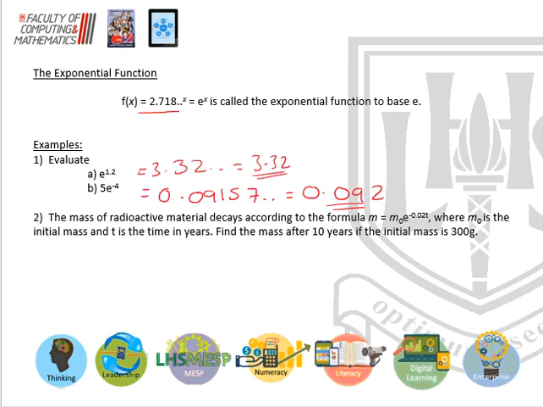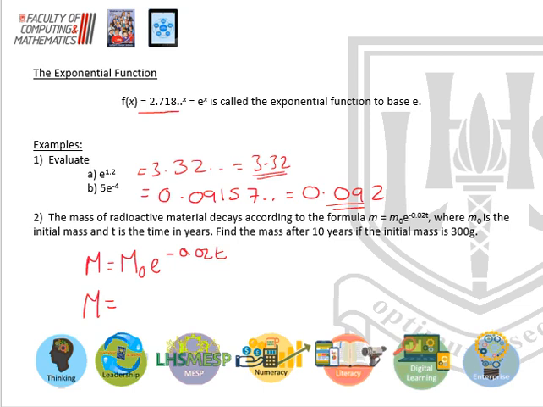And then secondly, I've picked this example because it looks a lot like the ones that come up in past papers, a little bit easier just because of straightforward substitution. Here, the mass of a radioactive material decays according to the formula M equals m naught e to the power negative 0.02t, where m naught is the initial mass and t is the time in years. So m naught is the mass at the start of that time, and we need to find the mass after 10 years, where the initial mass is 300. That's quite common parlance, if you like.